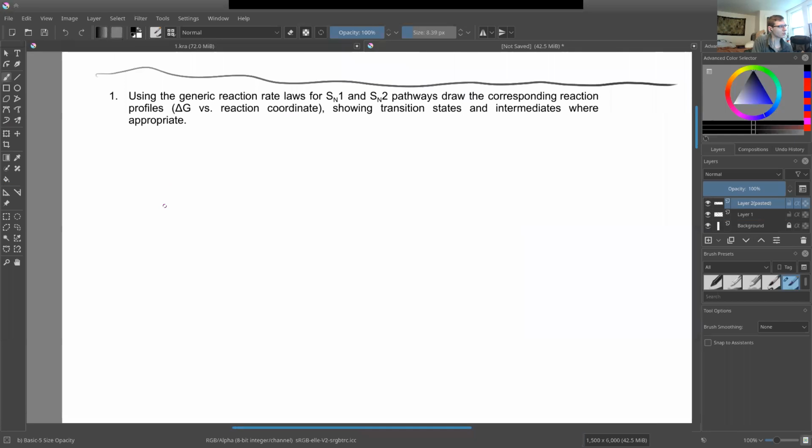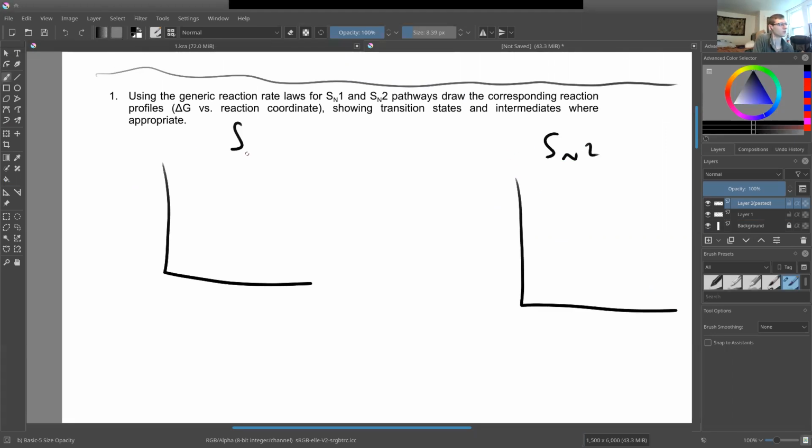Okay, we were just writing some stuff about energy diagrams. So this question asks about energy profiles for SN1 and SN2. So this is for SN1 and for SN2. Here's energy and here's the reaction coordinate. I guess people write RXN for reaction. Sure, why not? Right, and here's energy.